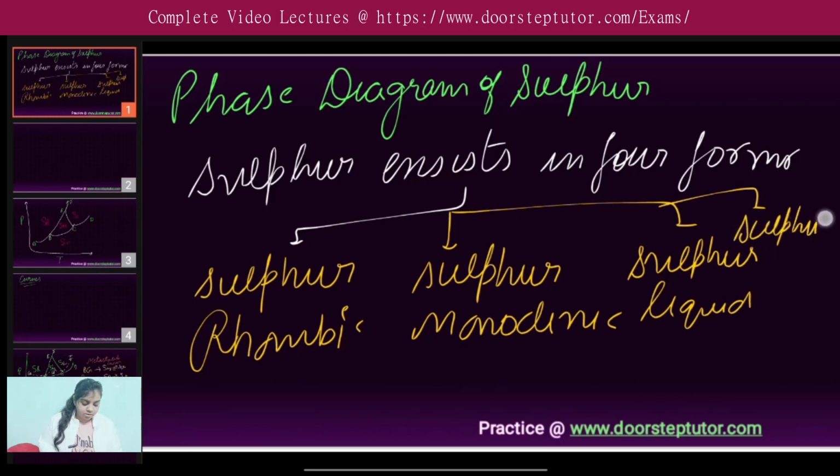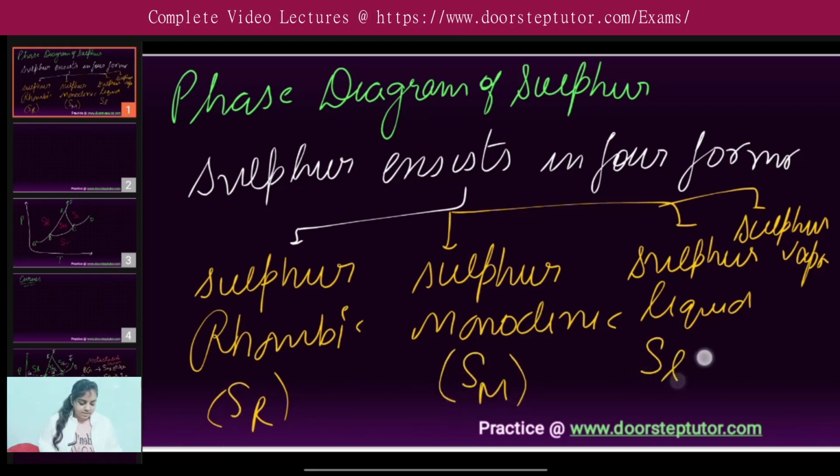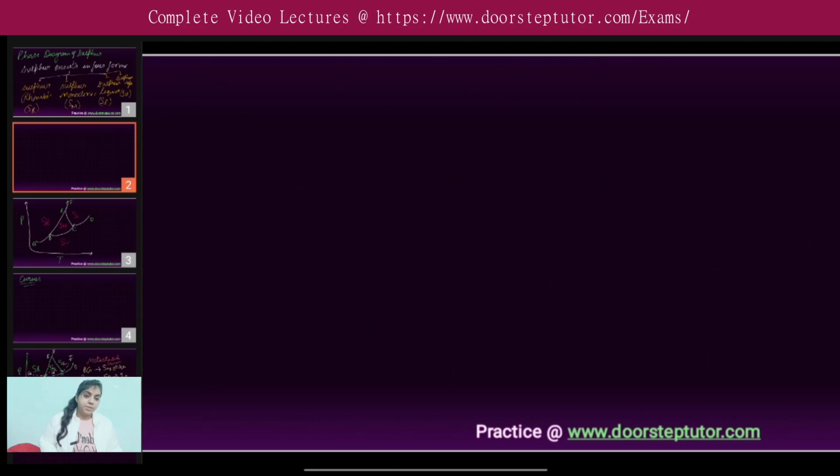So sulfur rhombic, we are going to denote with S with a subscript R, and sulfur monoclinic as SM. This is SL, and in the vapor phase we are going to write S with the subscript V, right? So three phases were easily able to coexist in equilibrium with one another. Is it possible that four phases can exist in equilibrium with one another? Let us check.